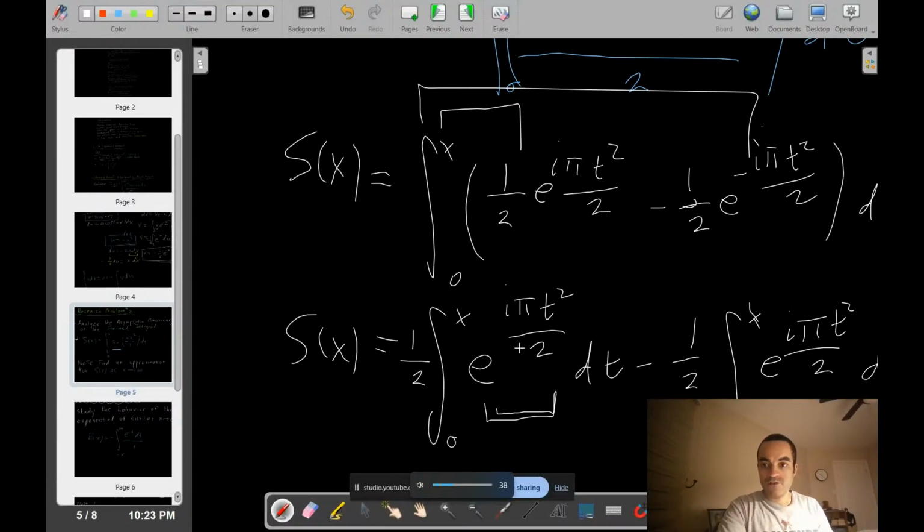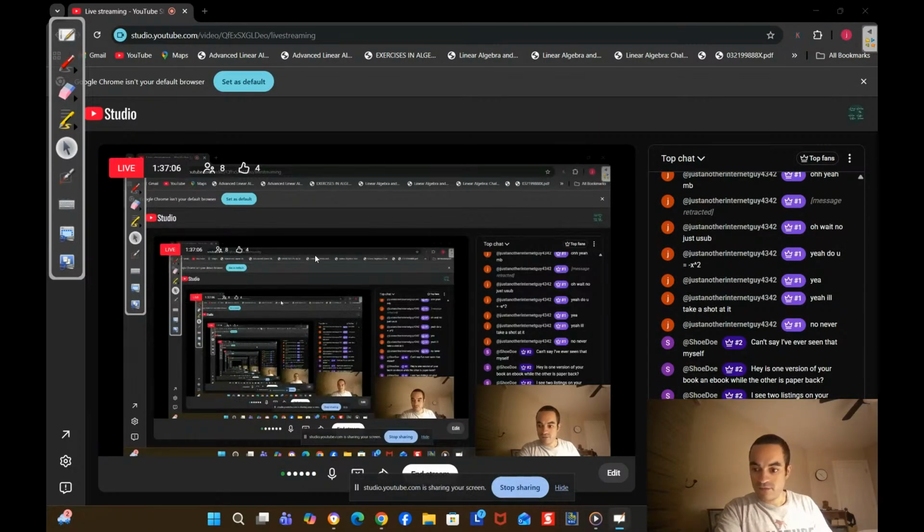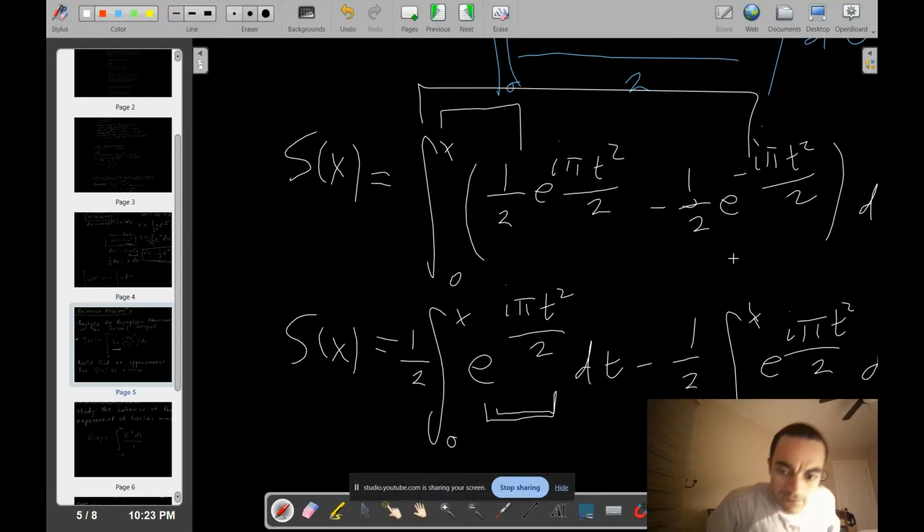All right, guys. I'm back from the bathroom. Okay, so I just want to make sure that you guys are following this. So this is how we're going to look at this integral. Now, the next thing to deal with here is that we have an integral from 0 to x of e to the i pi t squared over 2 power. How can we deal with that integral?